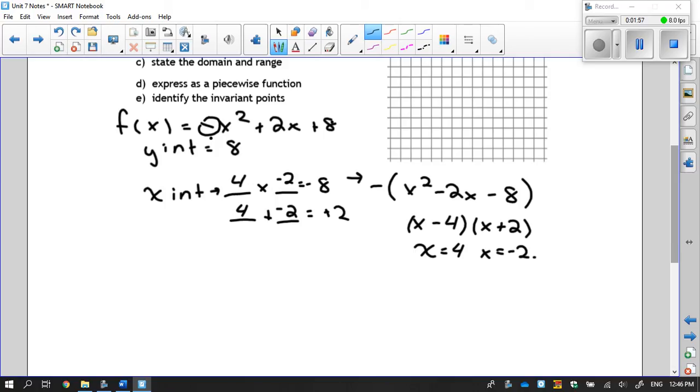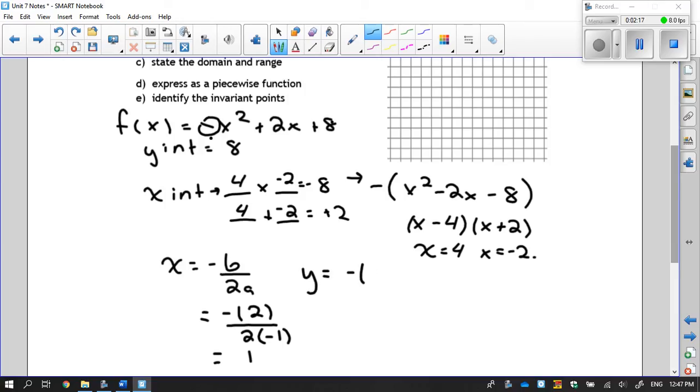Okay, so now we find the vertex. Look at the original for this. So this would be negative 2 to negative 1. So that'll give us 1. Y is equal to negative 1 squared plus 2 multiplied by 1 plus 8, which should leave us with 9. Okay, now we can graph.